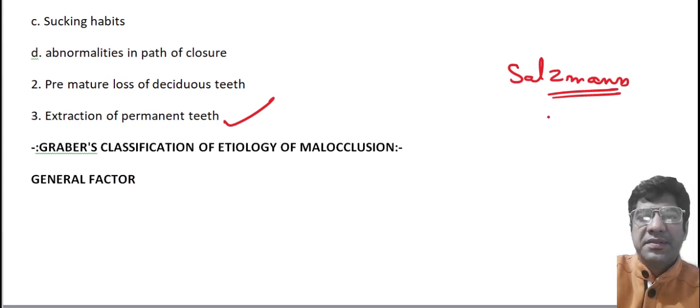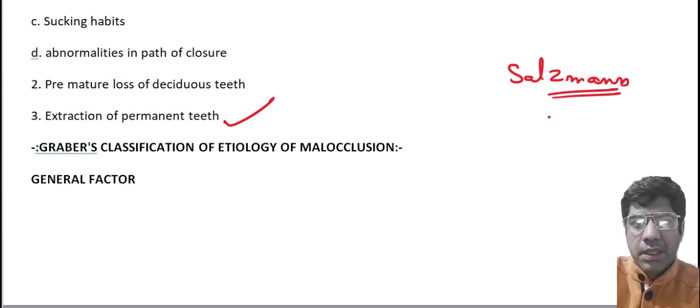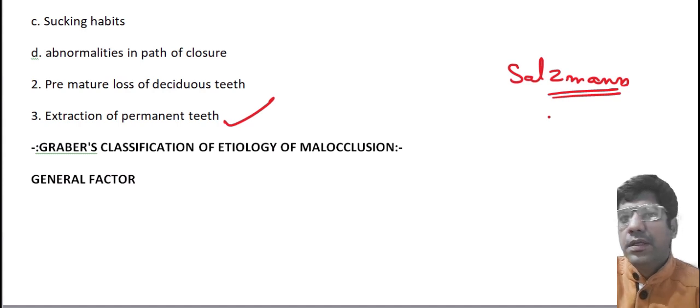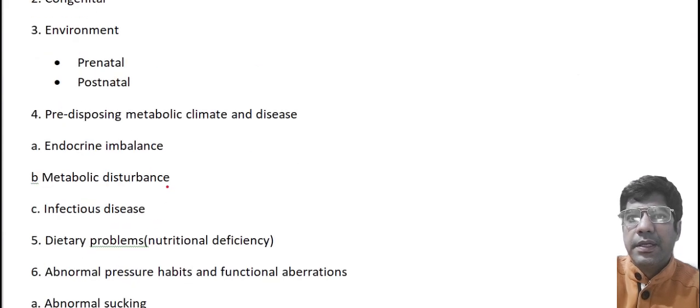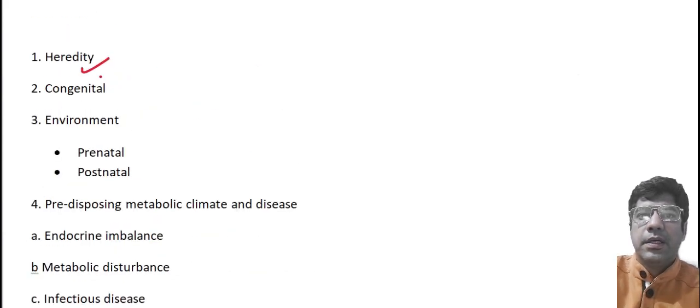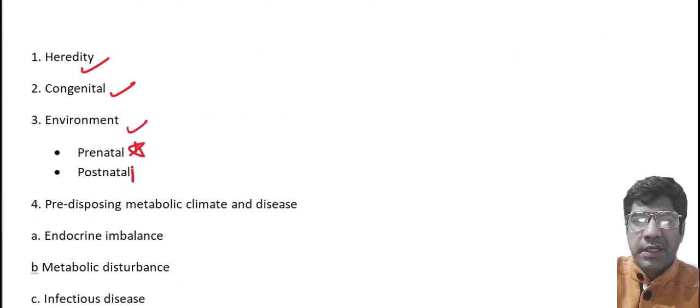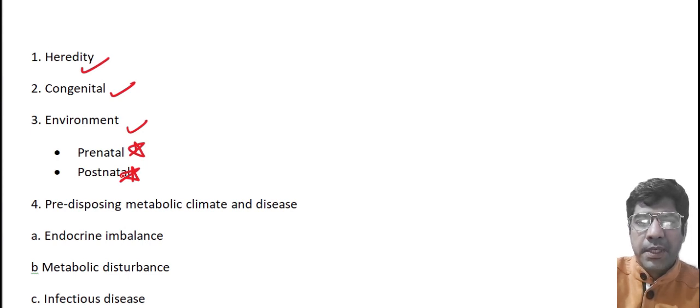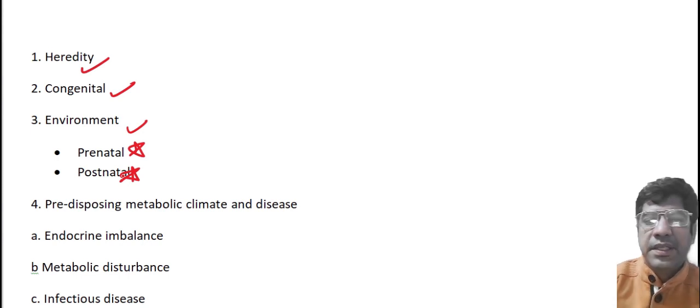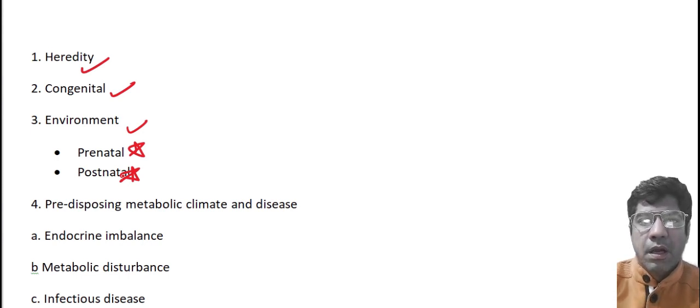The other is the Graeber classification of malocclusion. That includes the general factors. The general factors are the hereditary, or congenital. The environmental could be here could be prenatal and postnatal. Prenatal, during the pregnancy, such as trauma, maternal diet, German measles. Postnatal factors after the birth, like birth injuries, cerebral palsies, and TMJ injuries, are considered in the postnatal period.